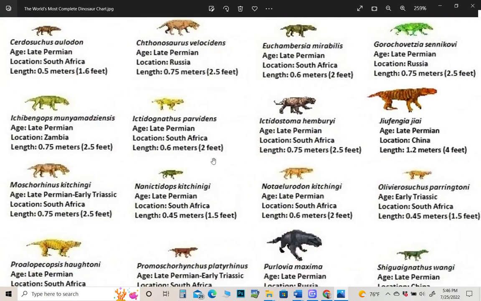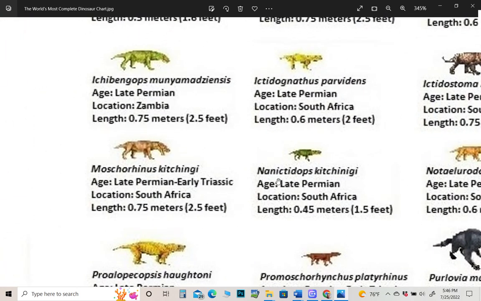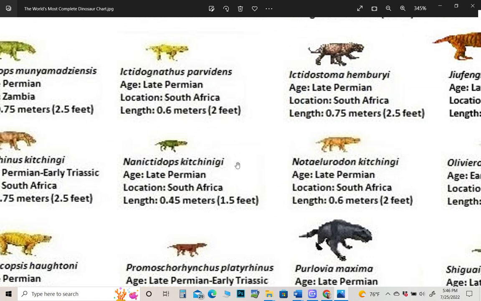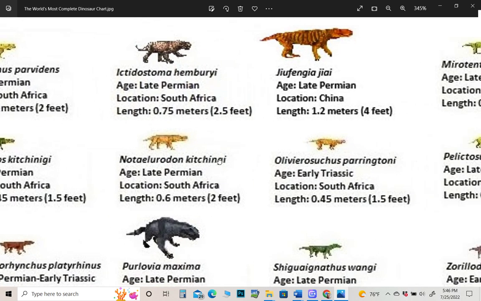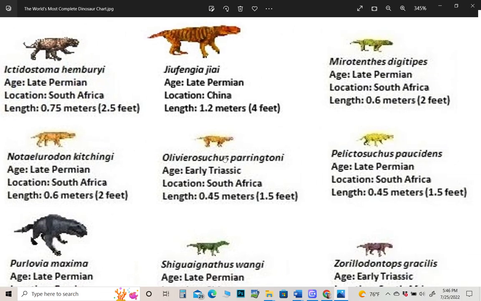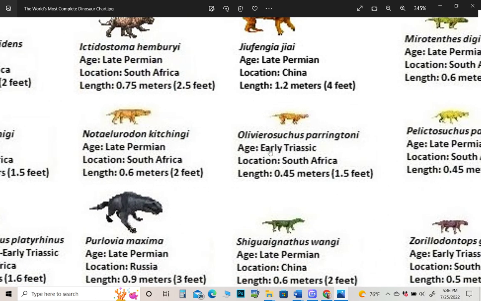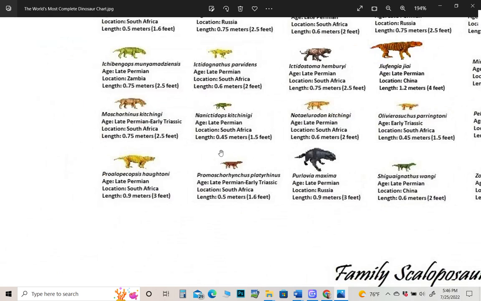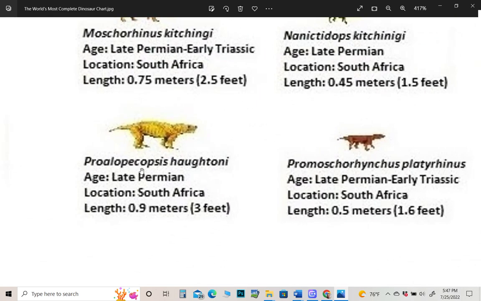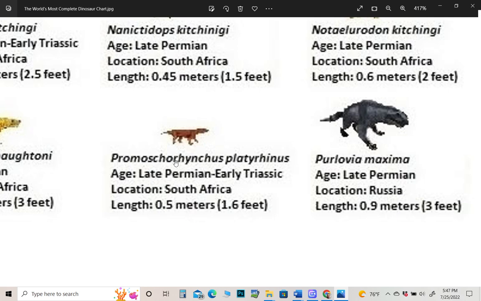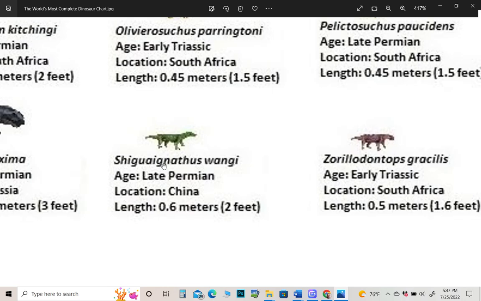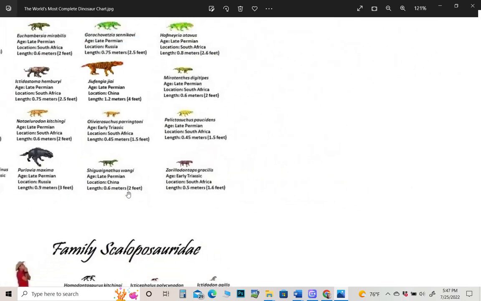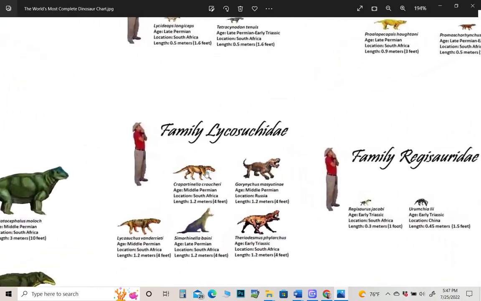Mirotenthes, Moschaurinus, Nenictodops, Nautolurodon, Oliverosuchus, Polyctosuchus, Proelopecopsis, Promoscorhynchus, Pervlavia, Shiguagnathus, Zerulodontops. Down to the next line.